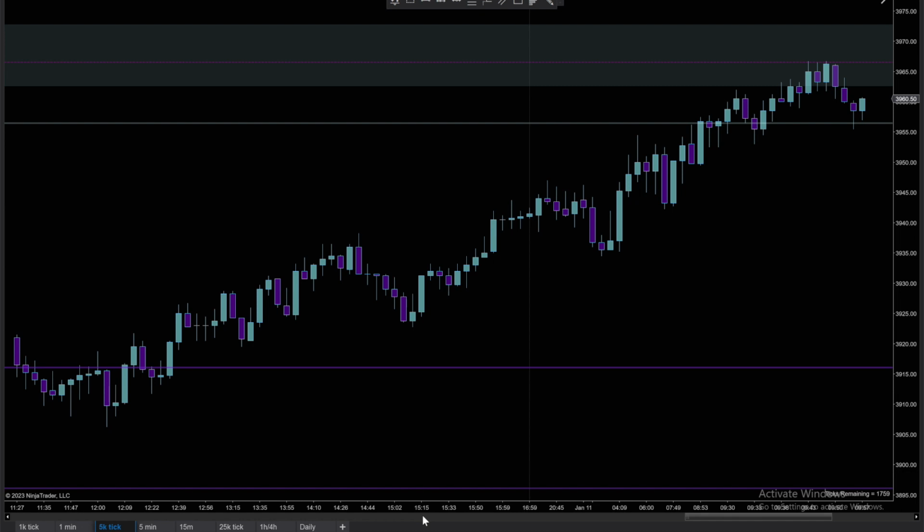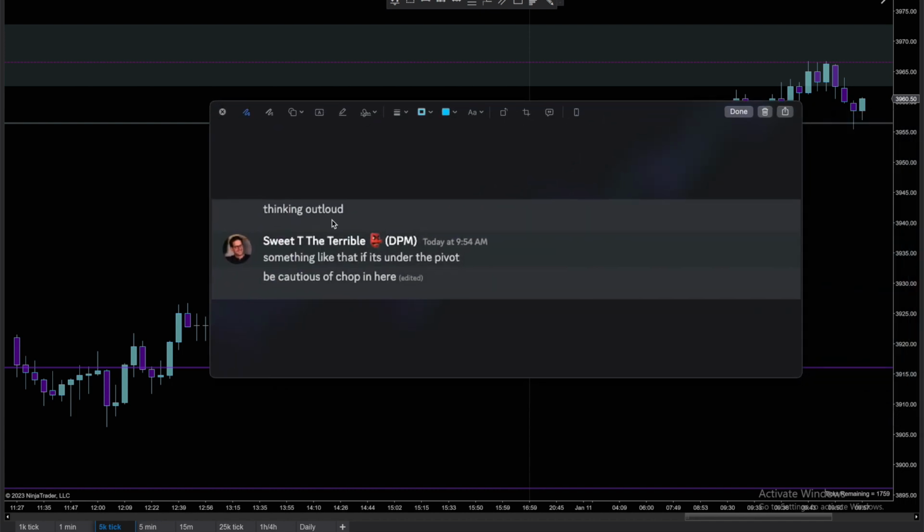Hey everybody, good afternoon. So today I just want to show you a little hack that I use for anticipating and hopefully avoiding choppy markets. Now, before we begin, I want to show you something very quickly, which is this screenshot from the Discord room. This is from this morning, 9:54 a.m. Eastern Time. And you'll notice right here, I say be cautious of chop in here.